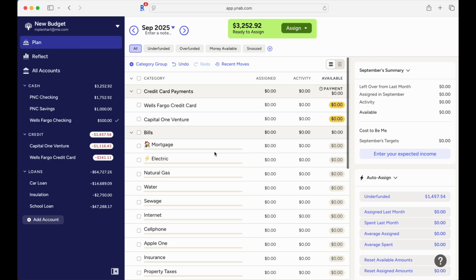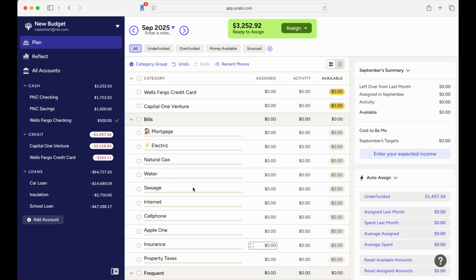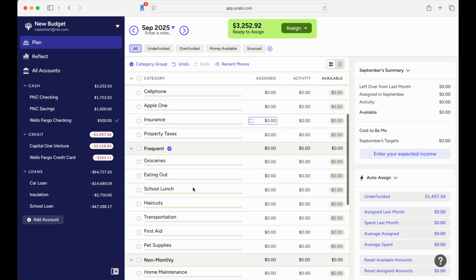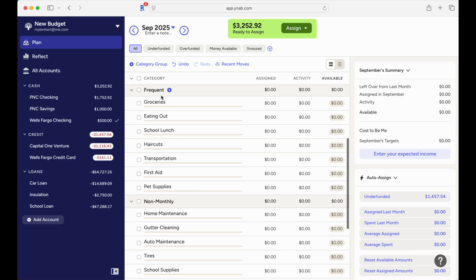So I'm going to continue and add additional categories here. And then I'm going to come back and we'll go through what it would look like to start assigning that money to these obligations. Okay, so I went ahead and added some additional obligations. I won't go through all of them here, but you'll see I added some to my frequent expenses. I added things like haircuts, first aid, and pet supplies.